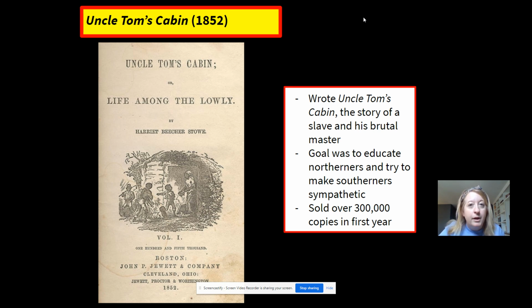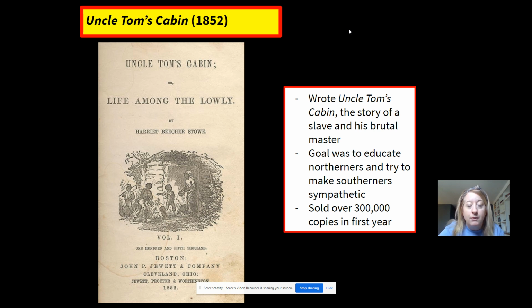And the goal of Harriet Beecher Stowe was to educate Northerners about the horrors of slavery and hopefully make Southerners a little more sympathetic to the plight of slaves. And in the first year alone, Uncle Tom's Cabin sold over 300,000 copies.